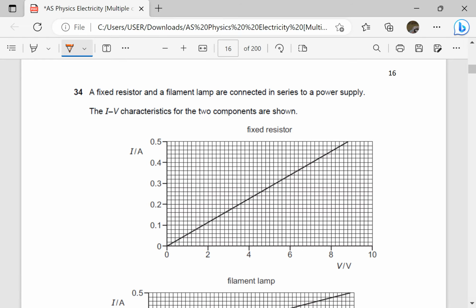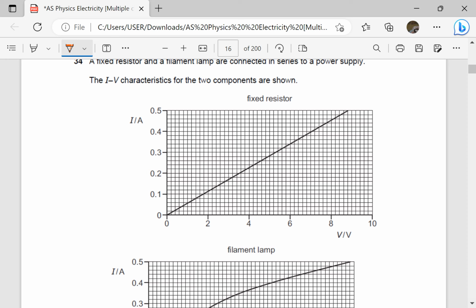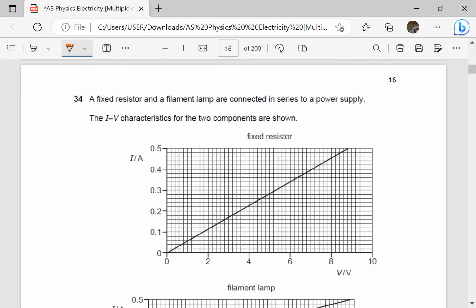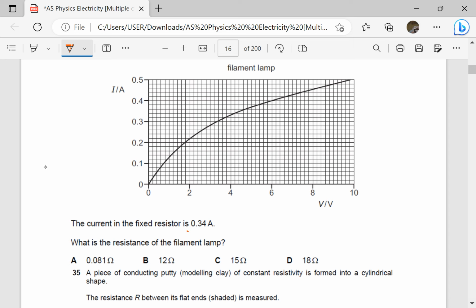A fixed resistor and a filament lamp are connected in series to a power supply. The IV characteristics for the two components are shown. Because they are connected in series, the current is the same. The current in the fixed resistor is 0.34, so it must be the same current in the filament lamp.